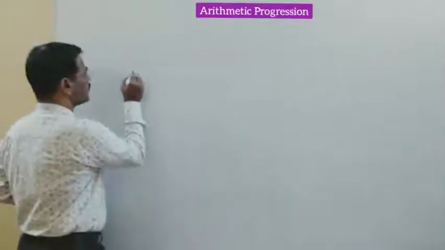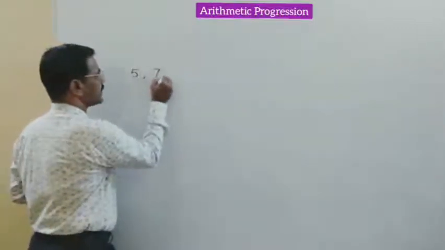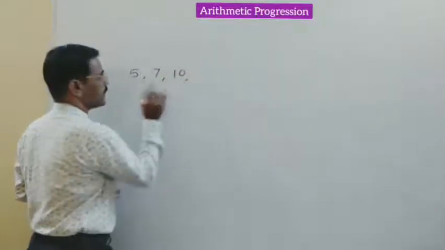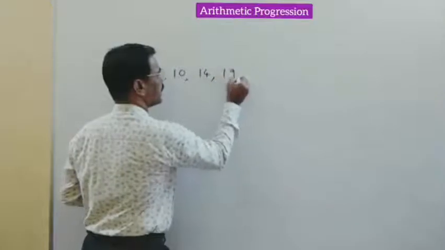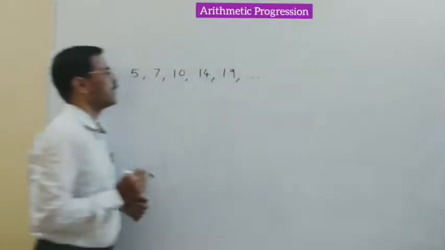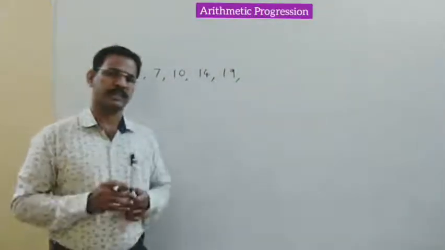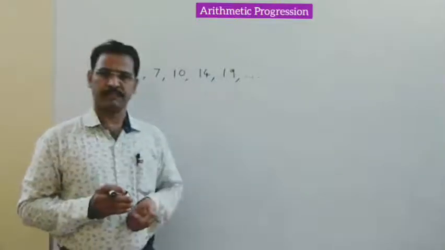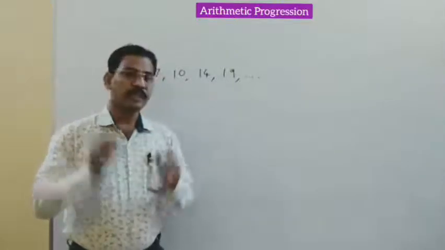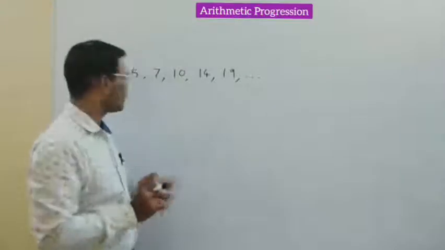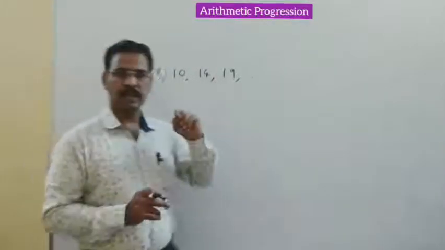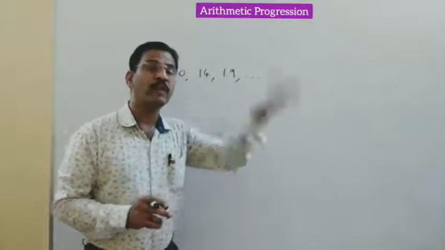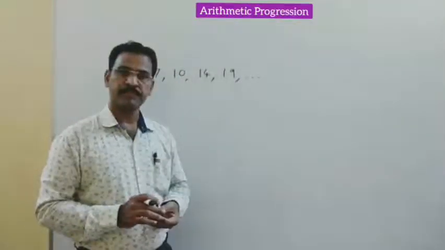See here, first, this is 5, 7, 10. Just observe here. This is 14, 19. Now look here. What is this? Here there are some numbers. But try to observe here. There is something. Observe. 5, 7, 10, 14, 19. Can you predict what will be the next number?